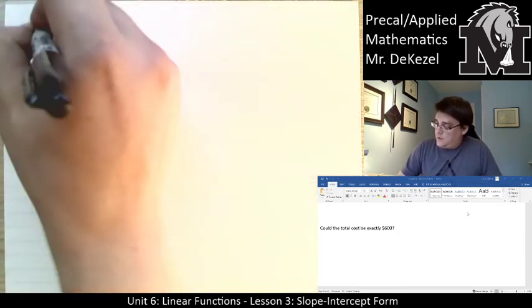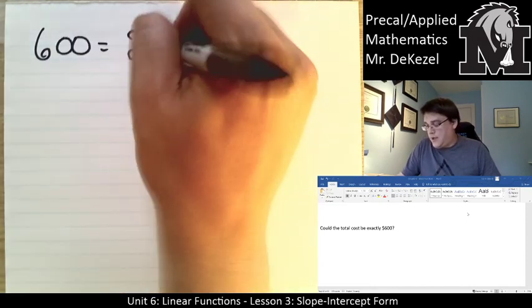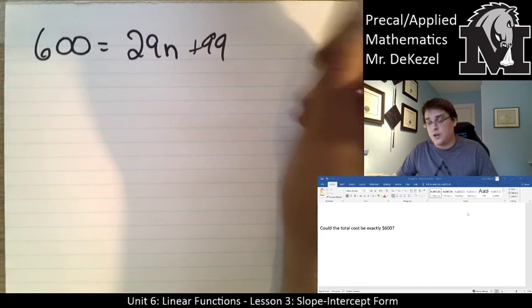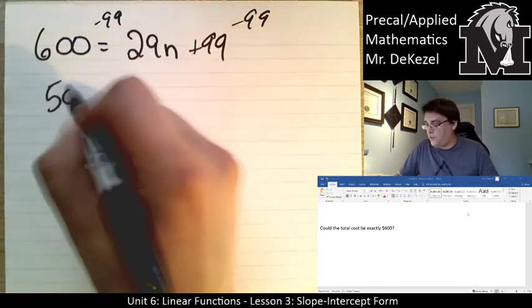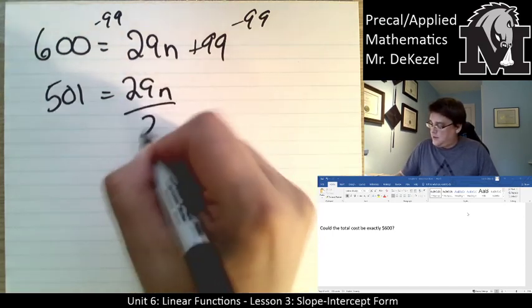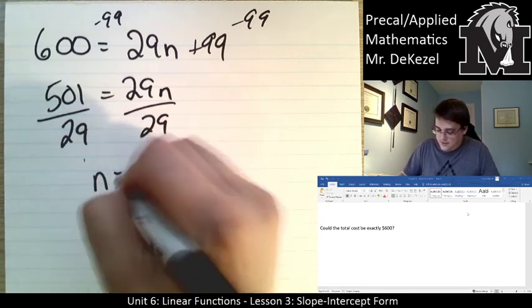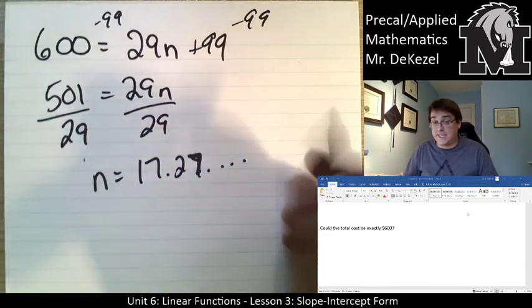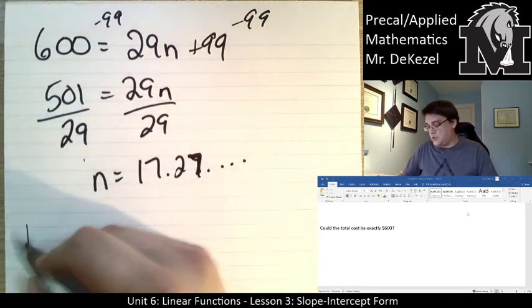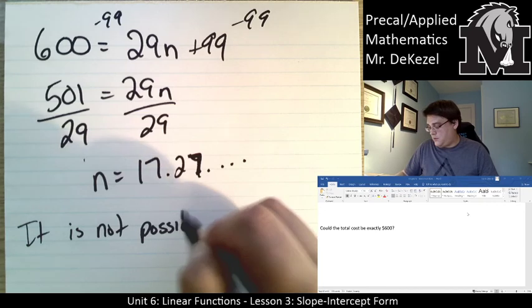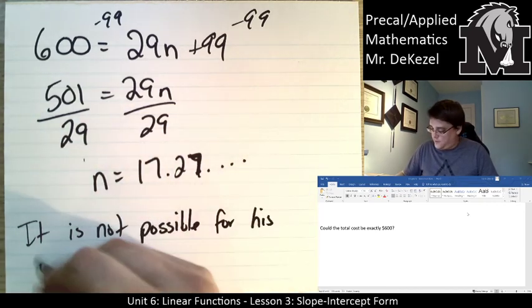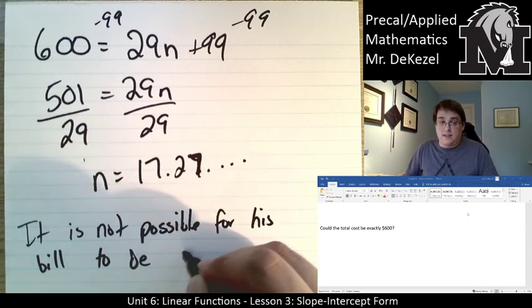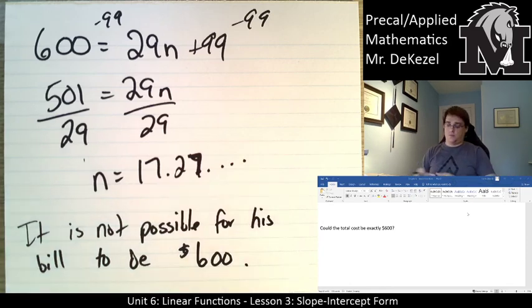So let's find out. $600 cost is equal to $29 a month times the n number of months, which we don't know, plus $99. We're going to subtract 99 from both sides, so we're left with 501 is equal to 29 times n. Again, divide both sides by 29. And we find out that n is equal to 17.27 and it continues on. There's a very long number. I think it's actually irrational. So that means that it is not possible for his bill to be exactly $600. Just doesn't make sense. You can't pay for it that way. It has to be a whole number times 29 plus $99 for the startup fee.